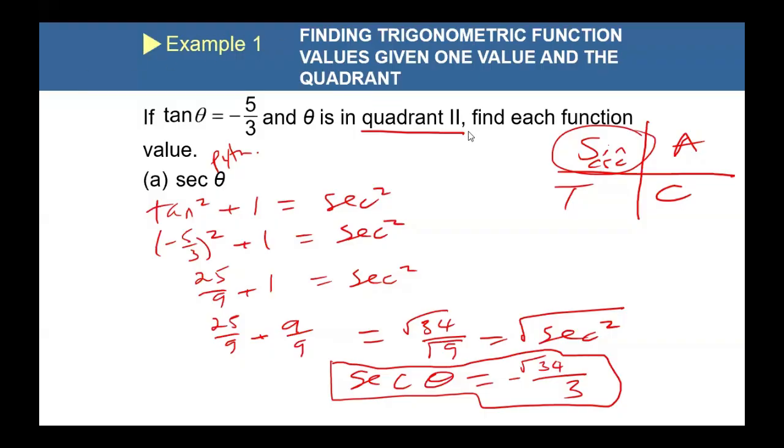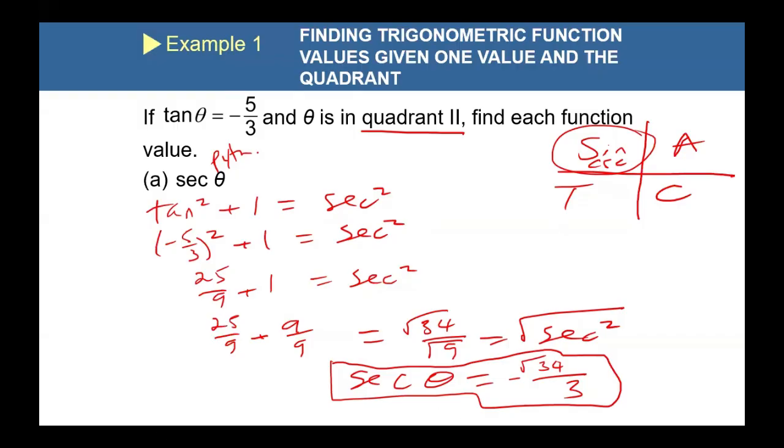Okay, so let's talk about this problem really quick, just so that we can clear the air. So we did this correct. This makes sense, right? We found the tangent was negative 5/3. We plug it in, and we solve for secant squared. We got down to that secant squared equal this. We took the square root. We knew it had to be the negative because it was in quadrant number 2. Do we all agree with this?